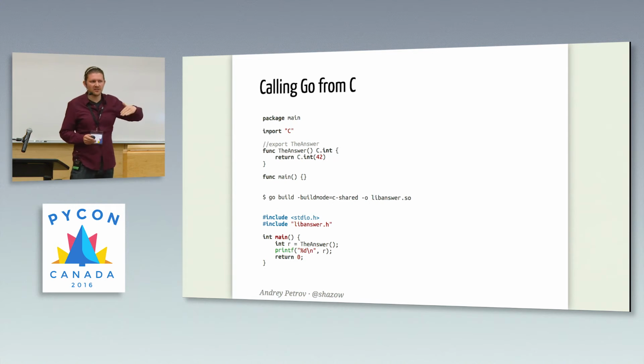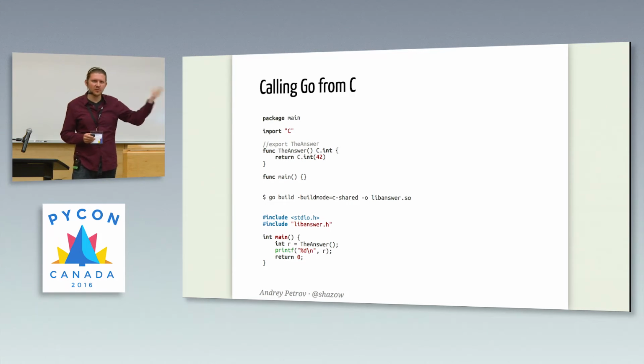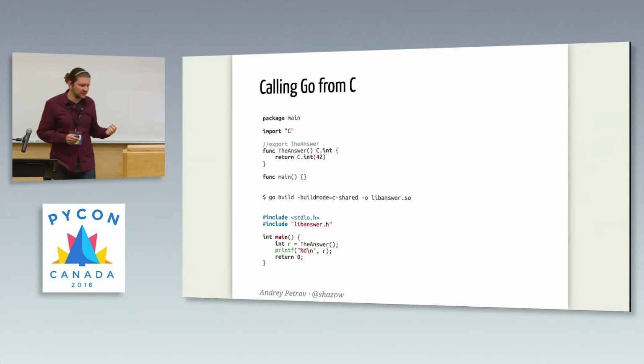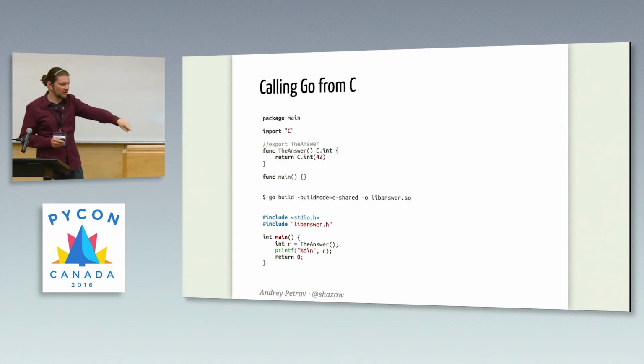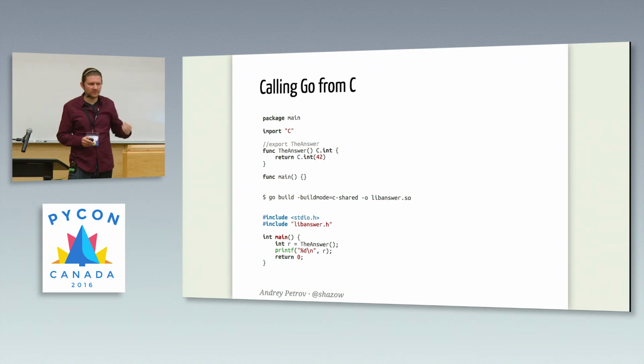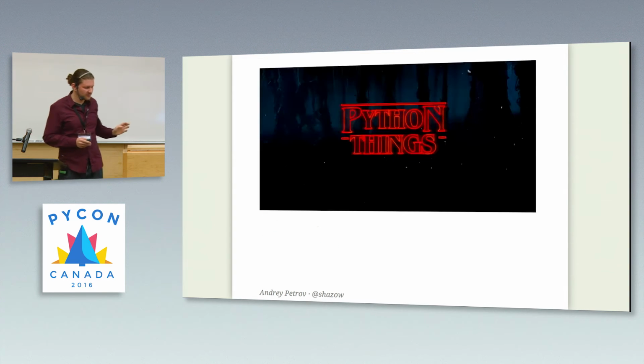It generates a header file for us, and when we include it in our C, it tells it how to read it, like what the symbol names are and what the different types are, and we can directly use it. So I'm calling the answer, which was defined in Go, from a C binary, and then I build it, and it links, and everything works.